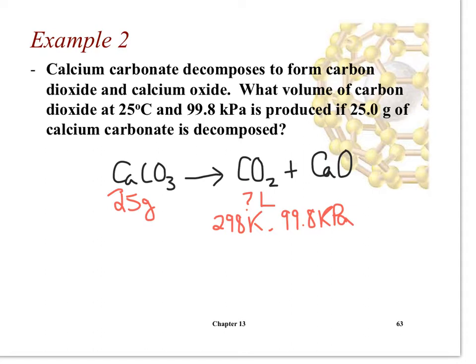So I'm going to start with my substance that I have information about to find its moles, so moles of calcium carbonate. Then I'm going to find moles of the CO2, and then I'm going to plug it in to find the volume of the CO2. So my 3 steps. First step, find moles of the substance you have information about, which is the calcium carbonate. So 25 grams of calcium carbonate.